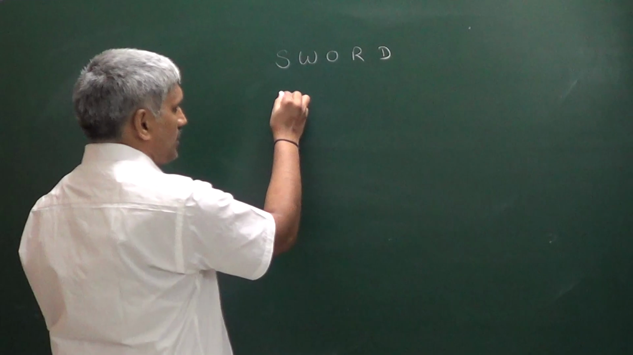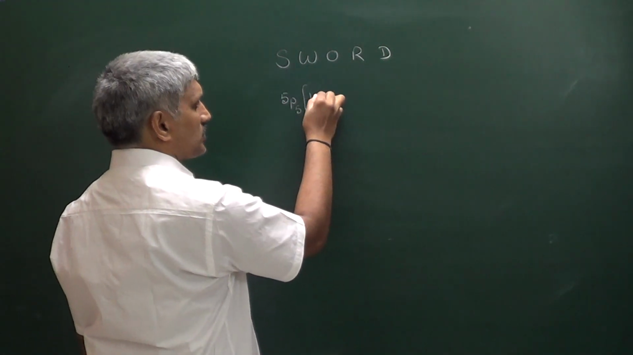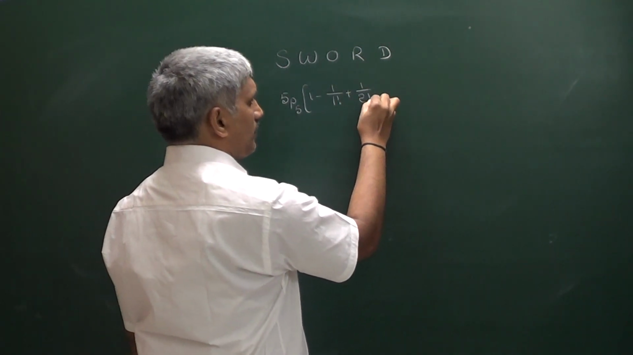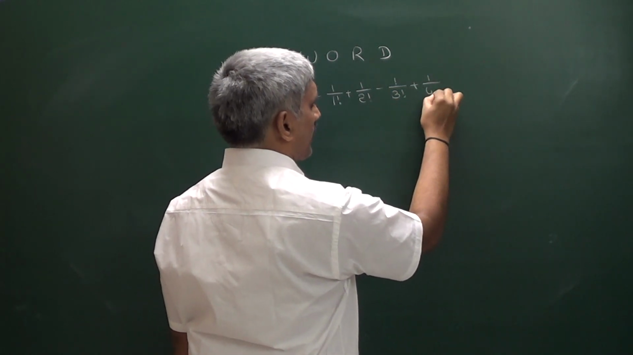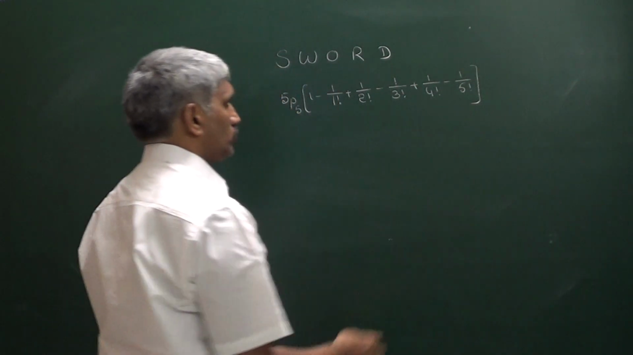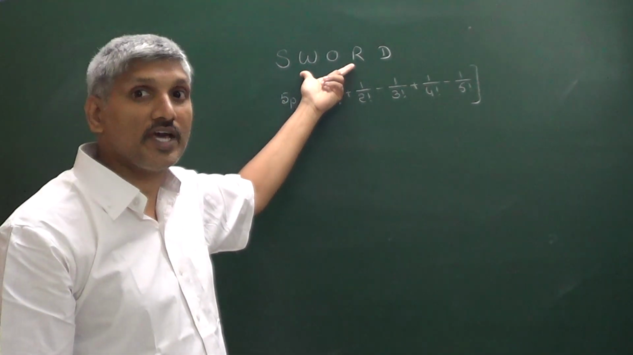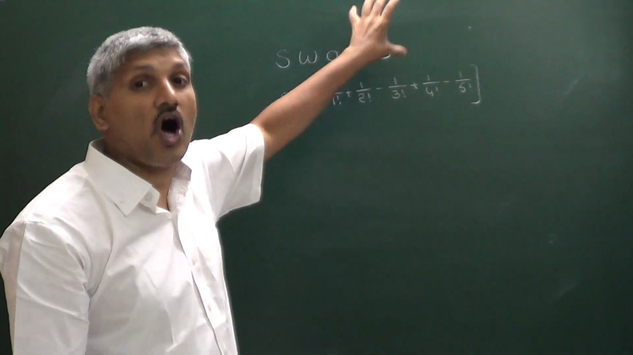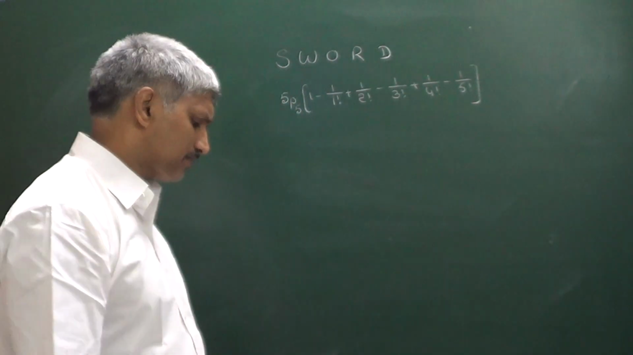5 letters are there. That we can write as 5P5 into 1 minus 1 by 1 factorial plus 1 by 2 factorial minus 1 by 3 factorial plus 1 by 4 factorial minus 1 by 5 factorial. So that no letter is there in its original position, the number of dearrangements of 5 objects. These 5 different letters are not there in their original position. So this is the answer for that particular question.